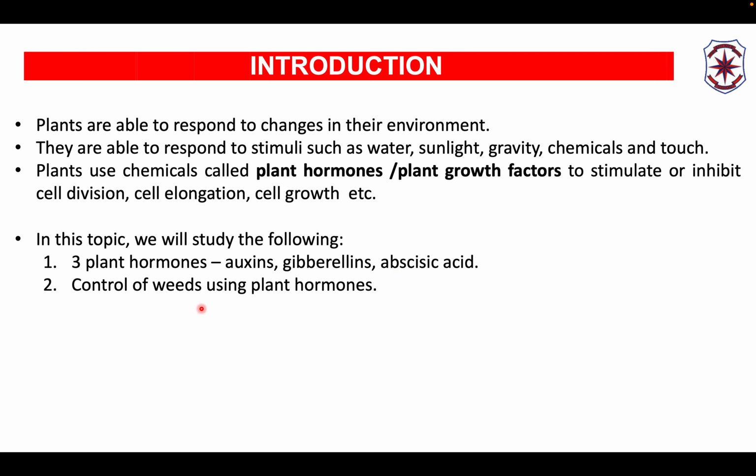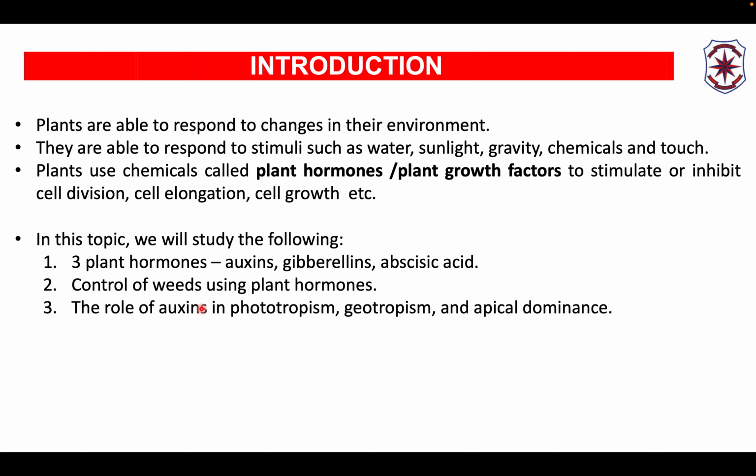Secondly, we are going to look at control of weeds using the plant hormones. And then we are specifically going to look at the roles of auxins in what we call phototropism, geotropism, and apical dominance. Don't worry about these 3 terms for now. They will make sense as we go along. And then plant defense mechanisms is tied to that. We will do that together in the very last lesson of this series.